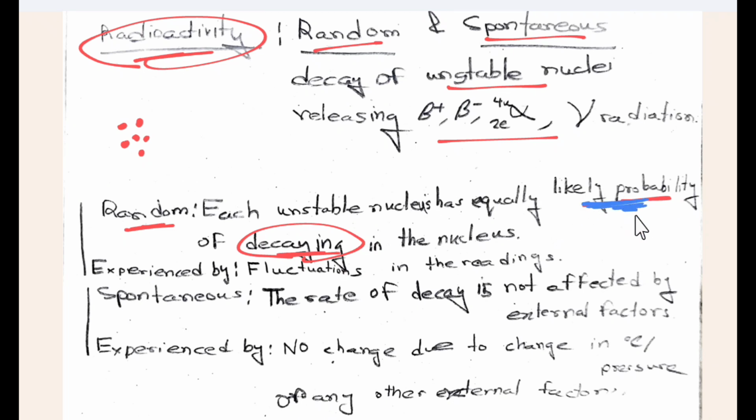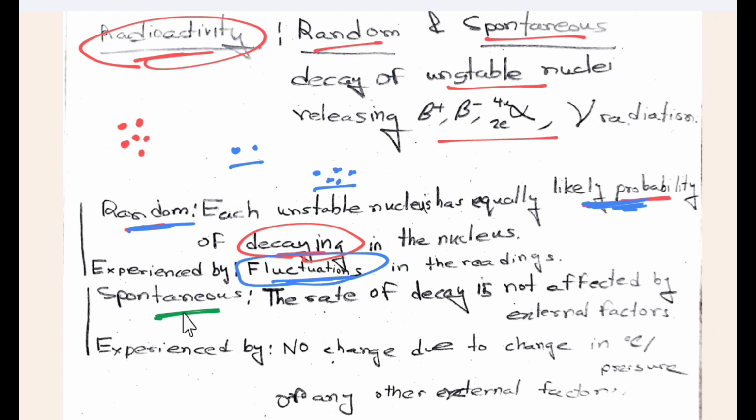So each nucleus has equal probability of decay is called random. So random means that each unstable nucleus has equal likely probability of decaying. And when random decay occurs, there is a fluctuation in reading. That means suppose at a time 2 nucleus decay, then at another time 5 nucleus would decay. So you cannot tell specifically which nucleus would decay at a time. So at a time different number of nucleus decay, so there is a fluctuation in reading.